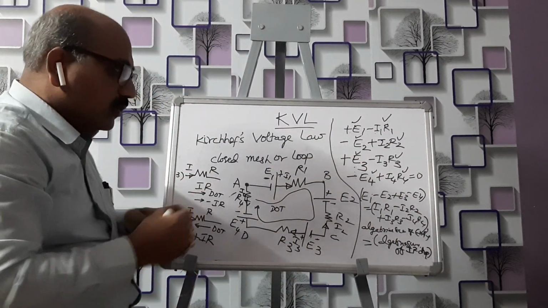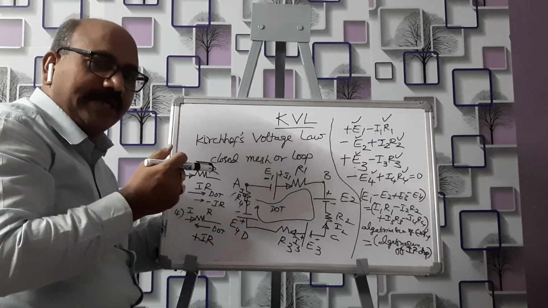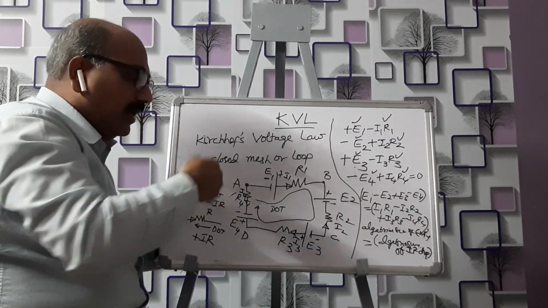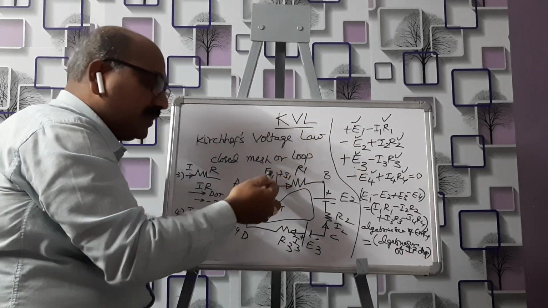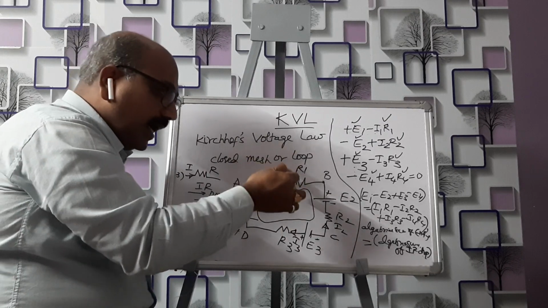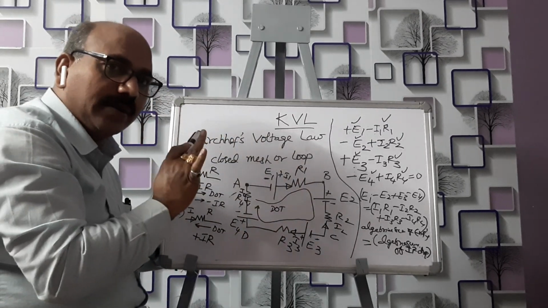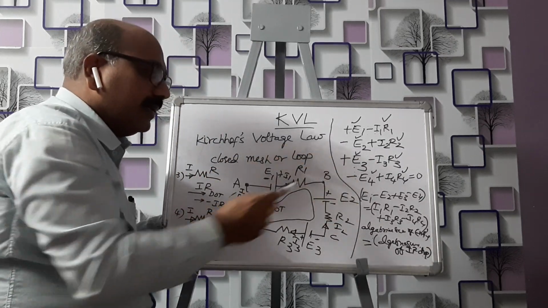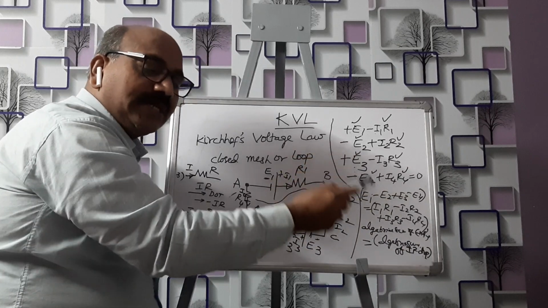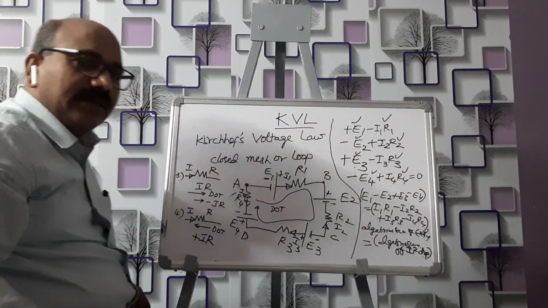Is it clear? So finally, what can we conclude? We can state Kirchhoff's voltage law as: in any closed mesh, the algebraic sum of EMFs plus the algebraic sum of IR drops is equal to 0. Or it can also be stated that the algebraic sum of EMFs equals the algebraic sum of IR drops. Is it clear? Thank you.